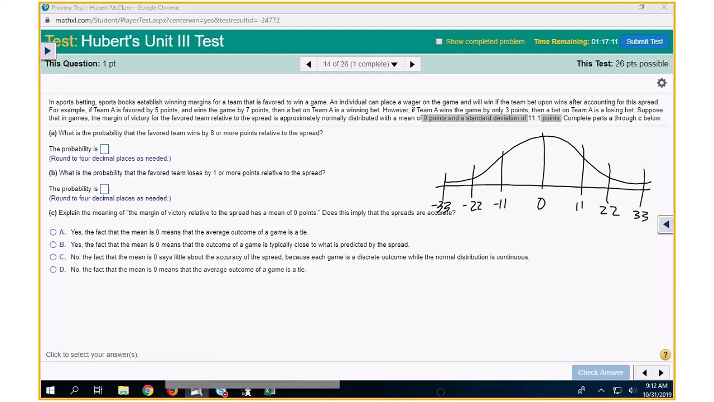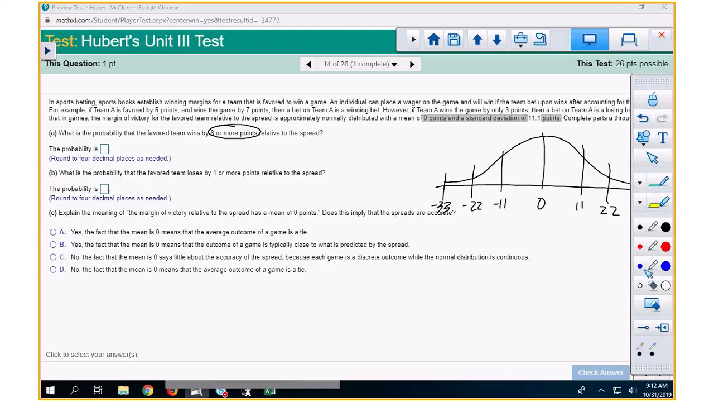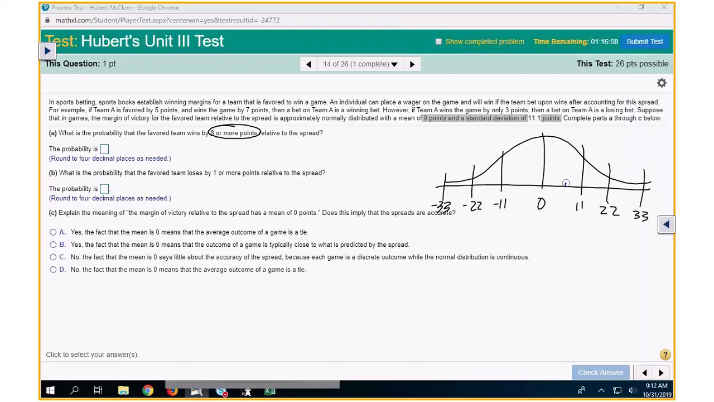And they say, what is the probability that the favored team wins by 8 or more points? What does "or more" mean? To the right. So you've got to change 8 to a z-score, because the standard deviation is not 1, it's 11.